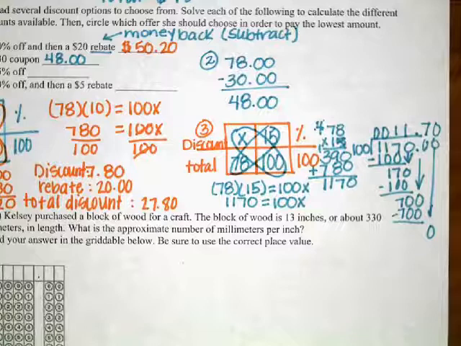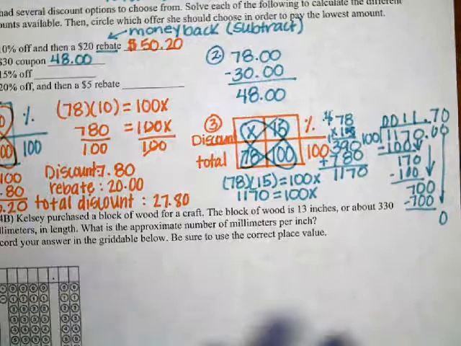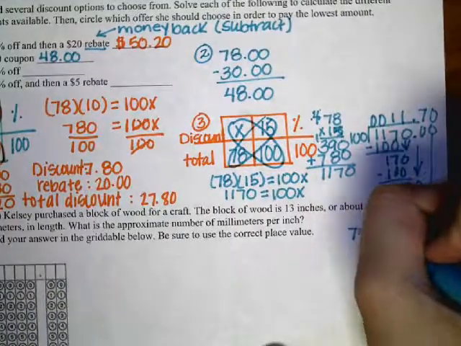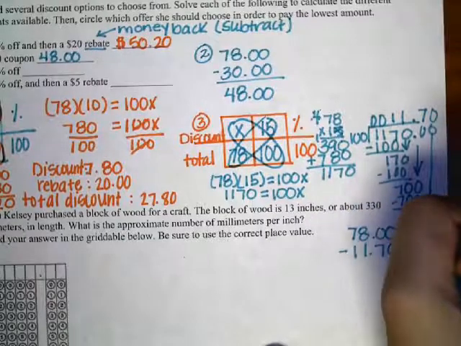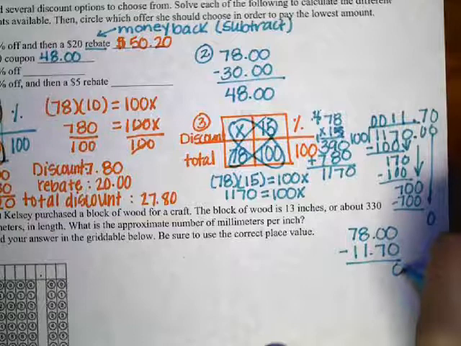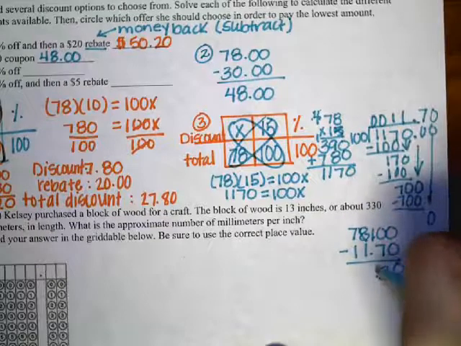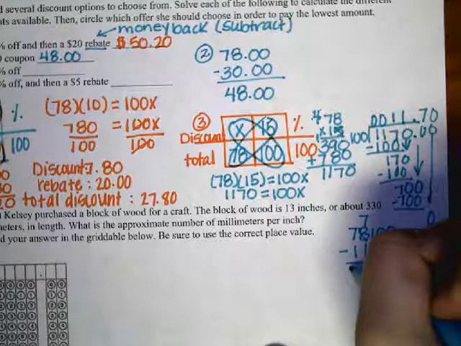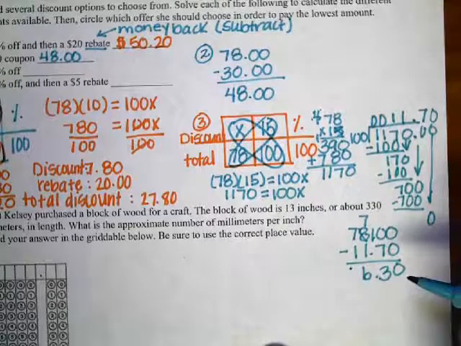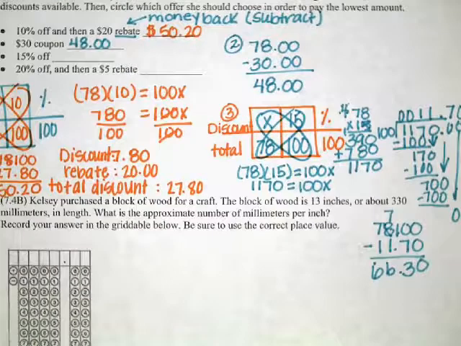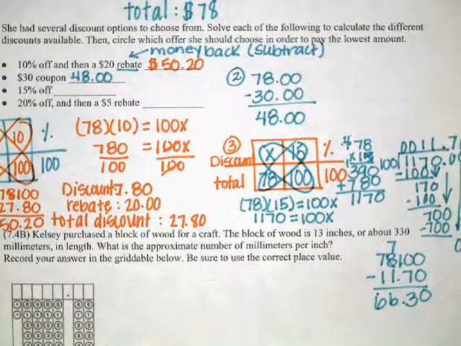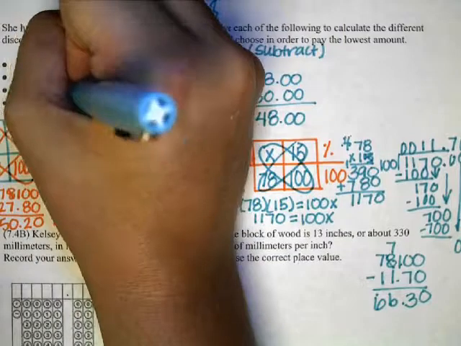So we can subtract $11.70 from our original amount to find our new amount. So 15% off of $78 would be a new total of $66.30.